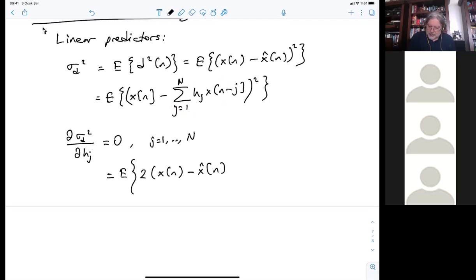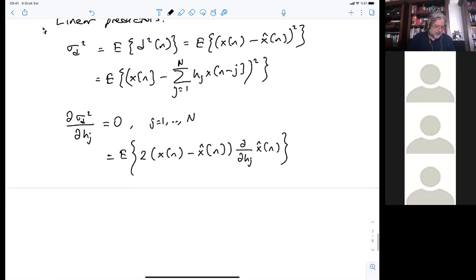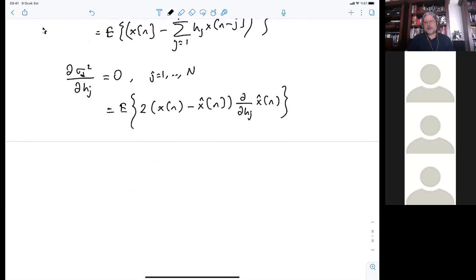Or you can write it explicitly if you wish. And then the derivative of that x hat of n with respect to hj. That is the chain rule for differentiation. And yeah, we can close the parentheses. So now we have to evaluate this or proceed from here.